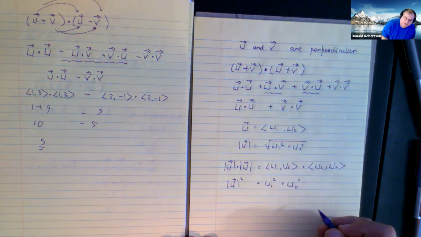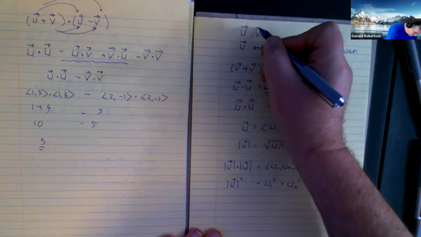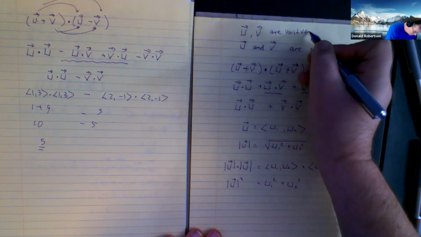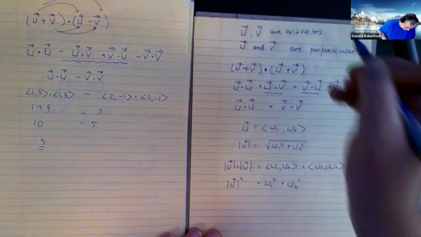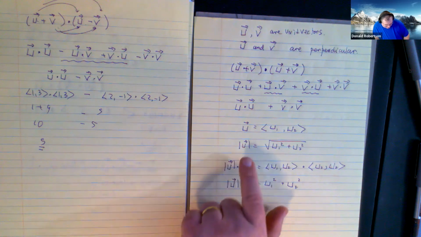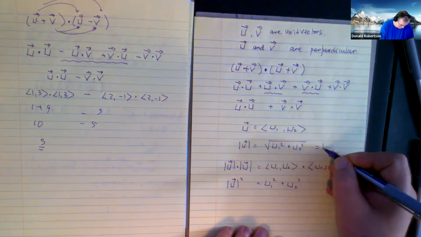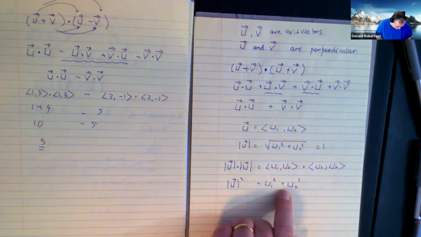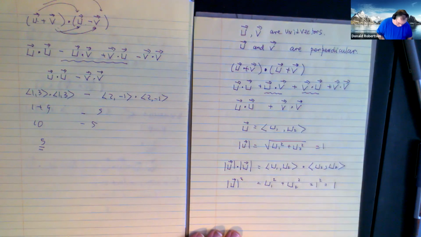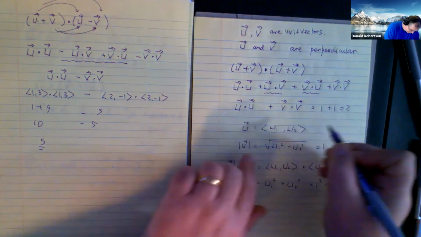So far, so good. Suppose I tell you that u and v are also unit vectors. If you are a unit vector, isn't your magnitude 1? So won't this guy basically be 1 squared, which is 1, which means this is 1 plus 1, and the answer is 2.